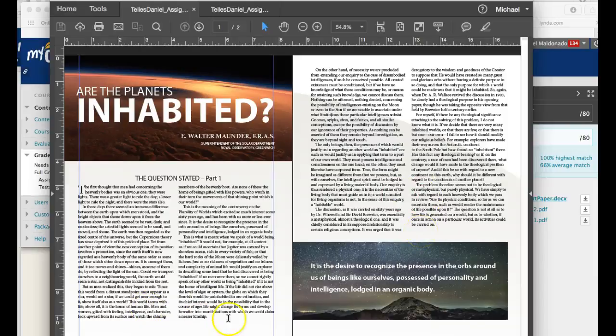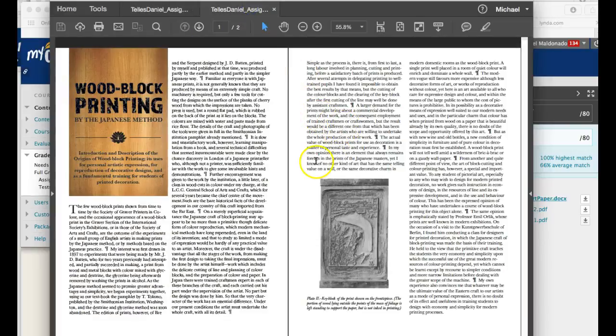Good job. Nice baseline alignment. Excellent. Everything's looking wonderful here. Let's look at your next. And the same thing here. There's too much type here.